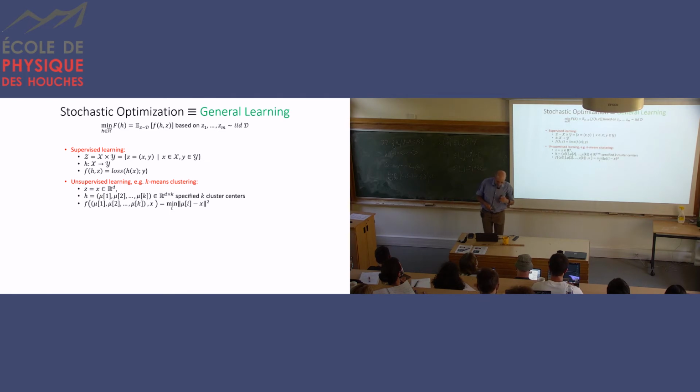Some other examples: we can also think of it for unsupervised learning tasks, for example k-means clustering. For k-means clustering there are no labels; the randomness is just points in R^d. And what you're optimizing is the cluster centers, so you can think of H as representing the cluster centers. Your optimization objective for a random point is the distance to its closest center. So your population objective is the expected distance: you want to find centers that minimize the expected distance from a random point to its closest center, and you want to do that based on a finite sample of points.